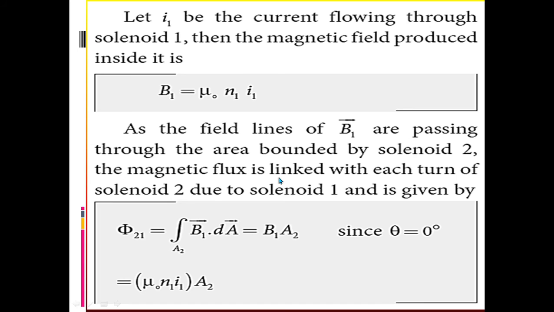As the field lines of B1 vector pass through the area bounded by solenoid 2, the magnetic flux is linked with each turn of solenoid 2 due to solenoid 1. Magnetic flux phi 21 is equal to the integral of B1 vector dot dA2 vector, which is B1 A2, since theta is 0 degrees and cos 0 is 1. B1 is mu naught n1 I1. Substituting, we obtain mu naught n1 I1 into A2.